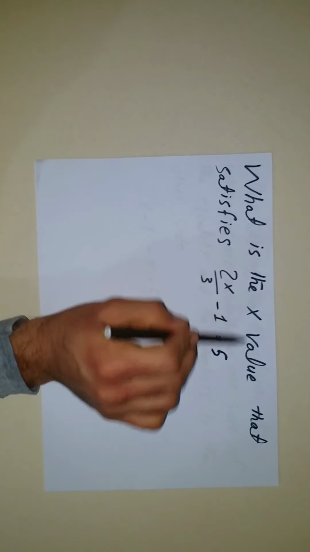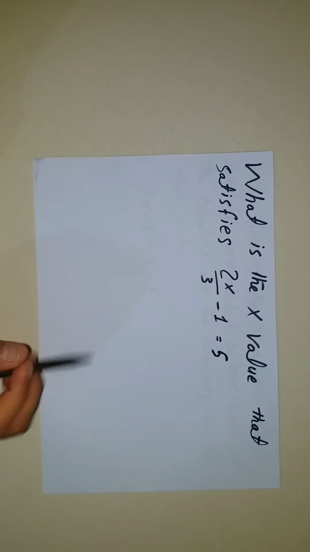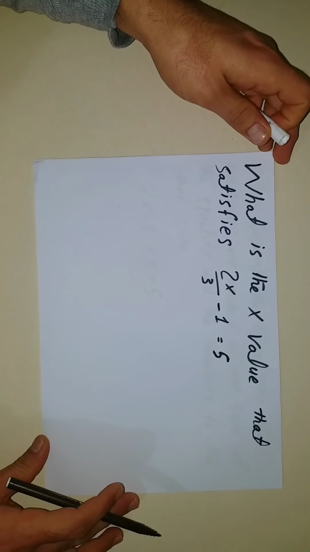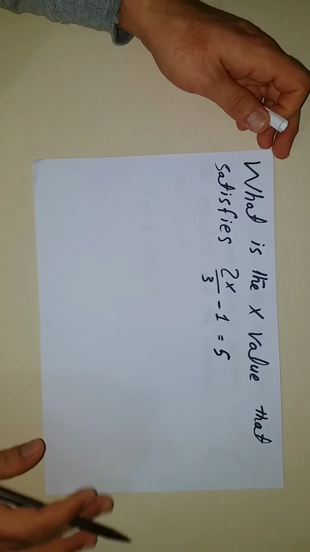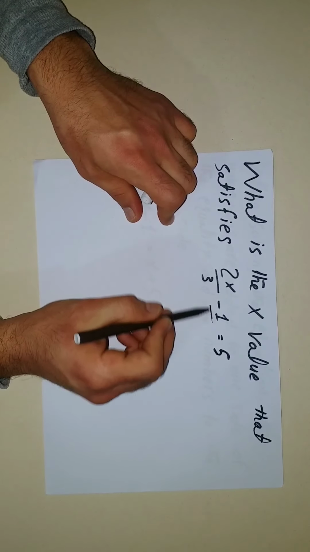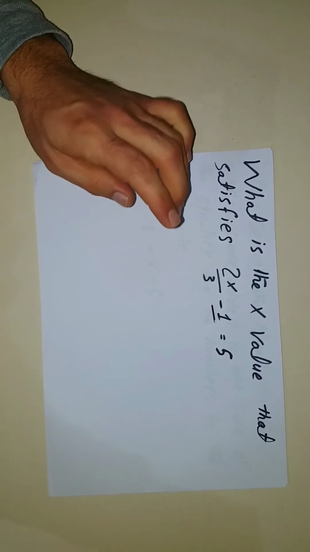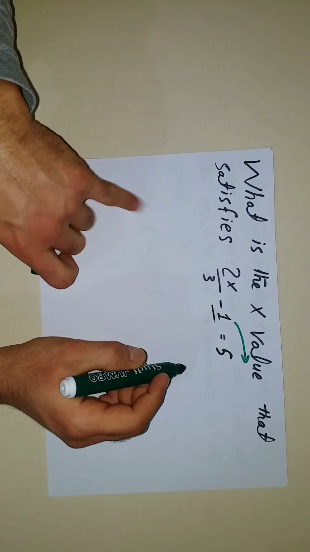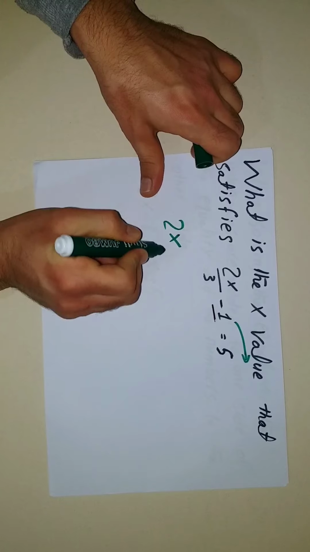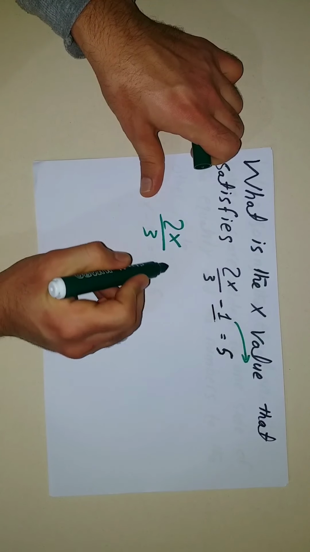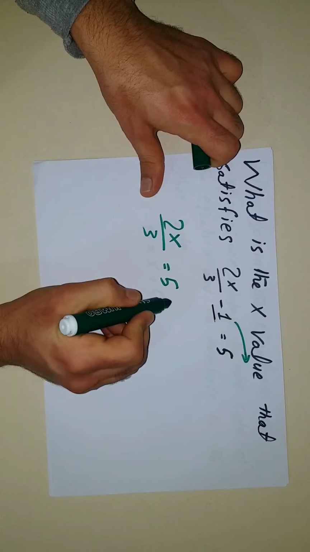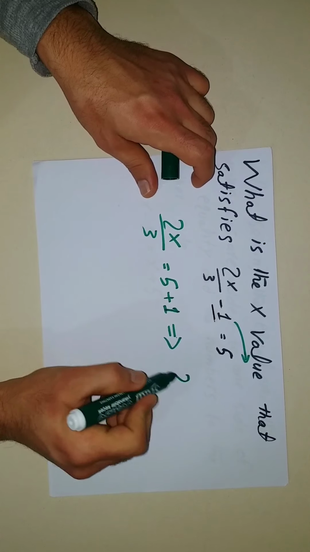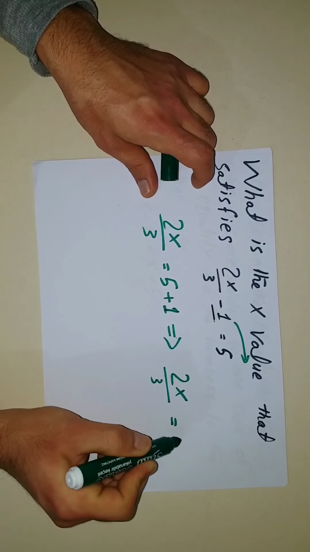What is the x value that satisfies this equation? We have to solve this question. What will be the value of x that satisfies this equation? So first I have solved this one. This one is in minus. If I transfer this one to the other side, it will go as a plus 1. So 2x divided by 3 is equal to 5 plus 1. So 5 plus 1 is equal to 6. 2x divided by 3 is equal to 6.